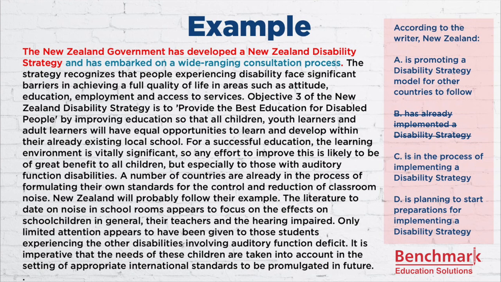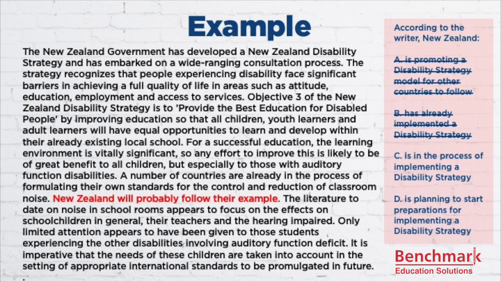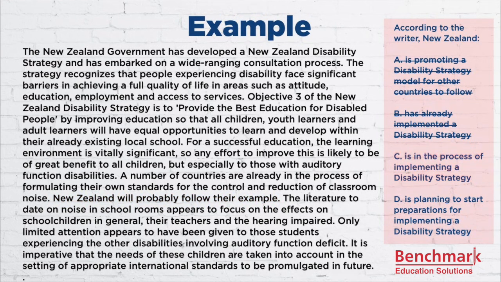As I also scanned for other countries, I found myself in the middle section of the text. It says, a number of countries are already in the process of formulating their own standards for the control and reduction of classroom noise. New Zealand will probably follow their example. This means we can eliminate option A because the text does not state that New Zealand is promoting a model for other countries to follow. Rather, it says that New Zealand would likely follow other countries. So now we're left with options C and D.